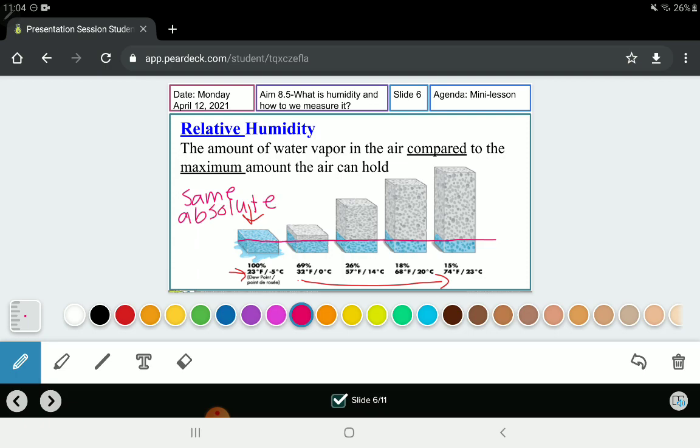So they have the same exact amount of water in each column, but they have less relative humidity as it gets warmer. Even though it has the same amount of water as this parcel, there's more dry air in this parcel. So that top is dry, and this is going to be wet air. So we have more dry air compared to wet air, so our relative humidity is actually less all the way at the end.